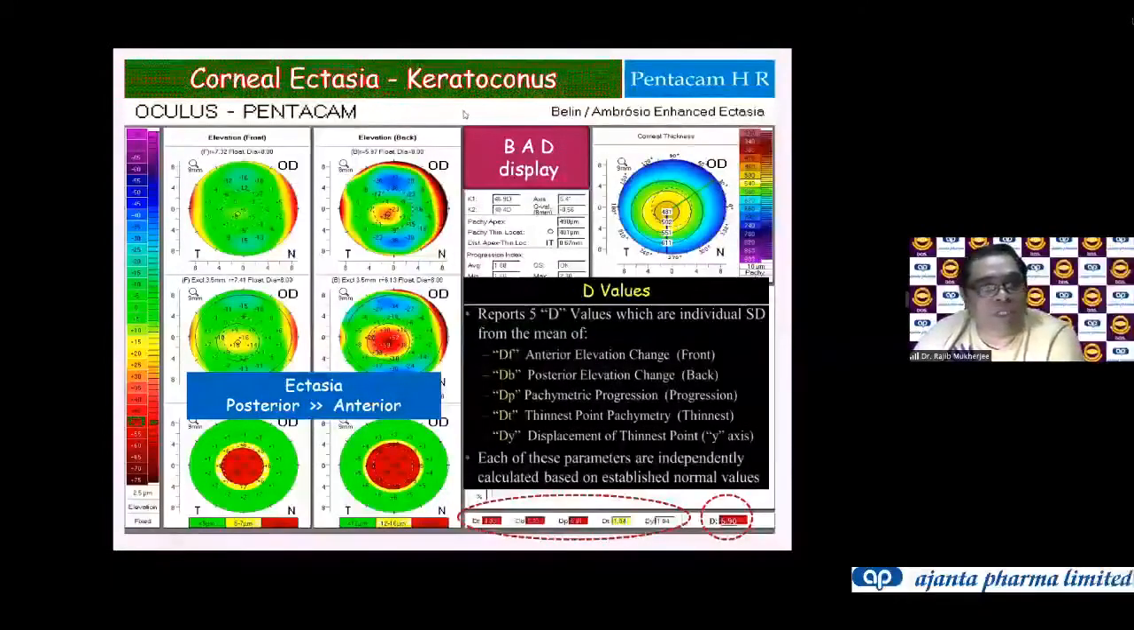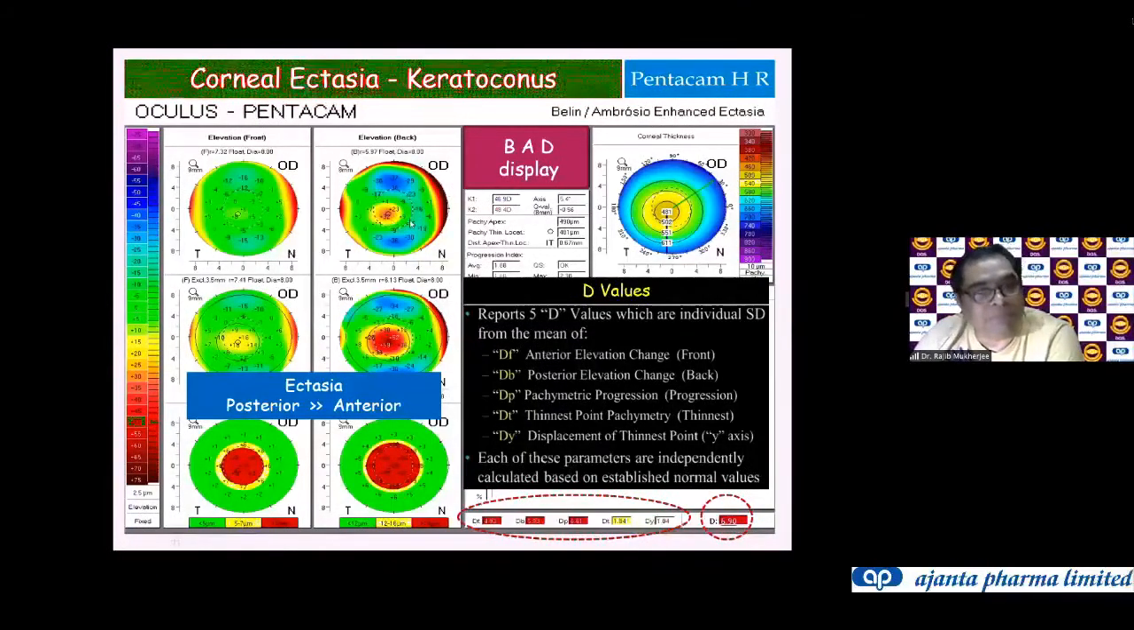Now, what is most commonly used and very popular is the Belin-Ambrosio enhanced ectasia maps, which give you better insight and better diagnostic sensitivity in picking up cases of corneal ectasia. You see two sets of corneal maps over here. The ones on your left side, where I have my cursor, are the analysis of the anterior corneal curvature, whereas the ones on your right side are the posterior corneal analysis. These are the elevation, surface elevation maps, the anterior surface and the posterior surface. These are the enhanced best fit sphere maps, and I'll explain in the next slide what that exactly means, which enhances the ectasia for better sensitivity in picking up these cases.